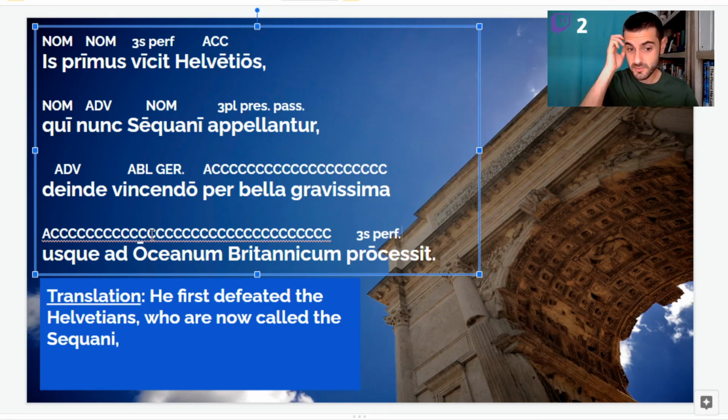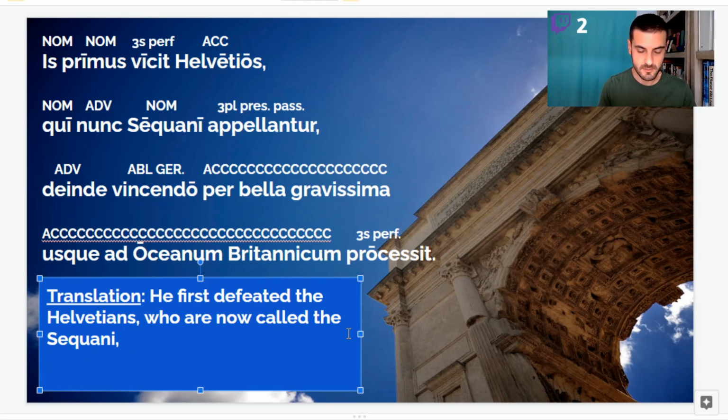So again, it feels like a long sentence, but it's really just a couple of prep phrases, right? That's right. Per bella gravissima, through very serious wars, usque ad oceanum Britannicum, all the way to the British Ocean, what we would call the English Channel, processit. He proceeded. He went forth. And we can't leave out this little word here, vincendo.